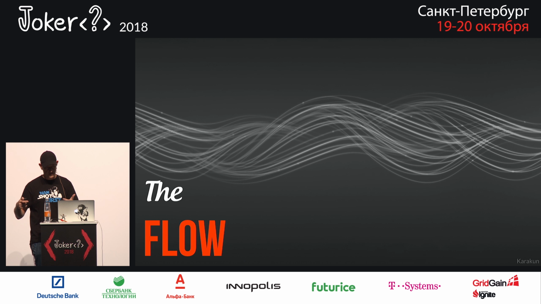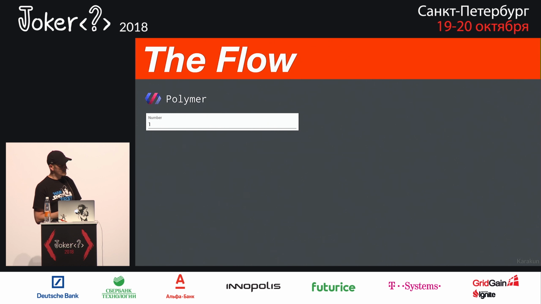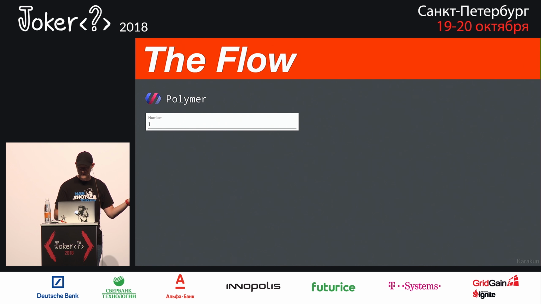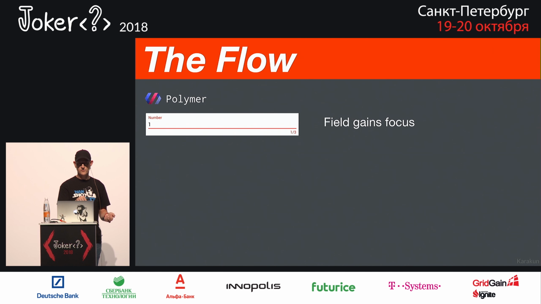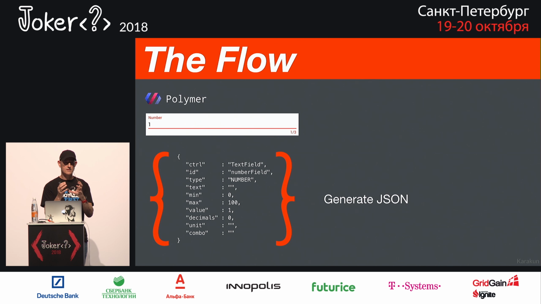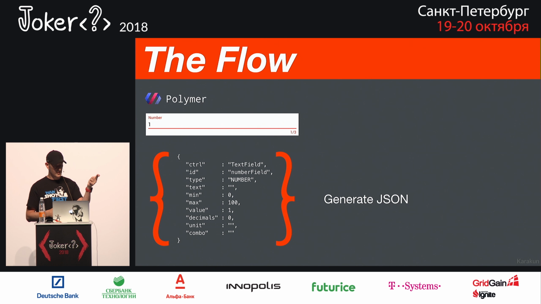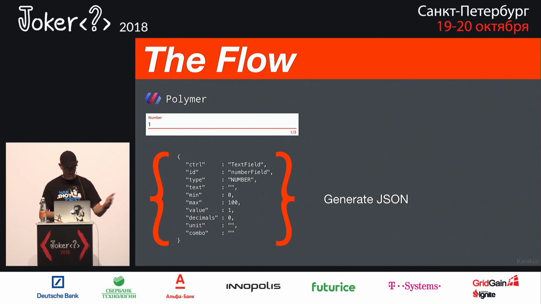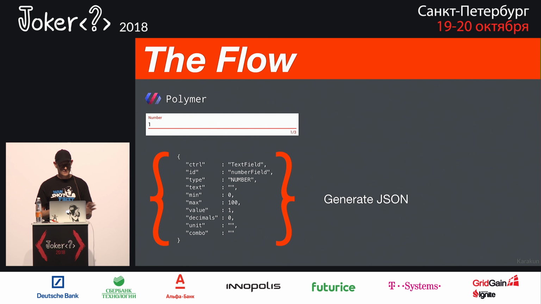And the flow of the application is as follows. So I have the Polymer application in this case. And the first thing that happens is the field gains the focus in the browser. So then it creates a JSON that contains the current information that we have. That means it's the text field, it's of type number. Then there is no text in there because it's a number, we need the value in this case, right? You see the 1. So we know, okay, this is the value. There's no unit, and it's not a combo box.